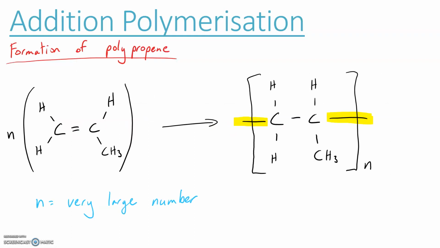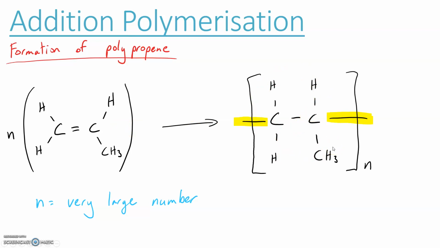So here's an example of polypropene. This is the monomer shown on the left. So the monomer is propene. It's 1, 2, 3 carbon atoms, and it's propene because of the double bond. And what happens is this double bond breaks and a new bond forms between neighboring monomers. So we end up with a long chain that looks like this, repeated again and again and again.